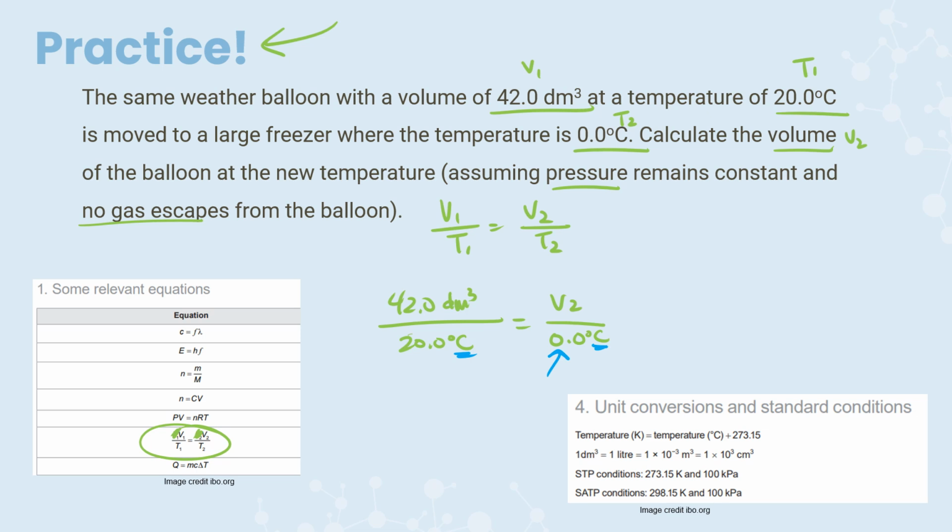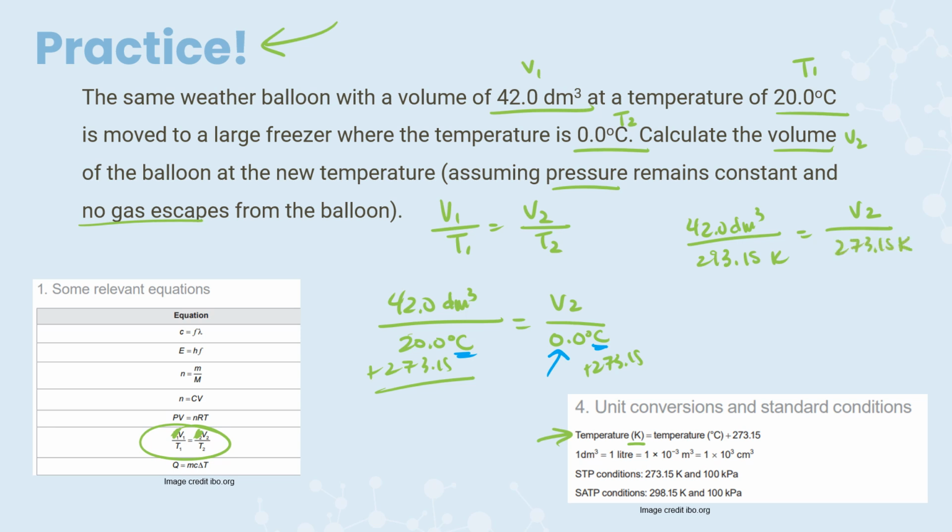Our ratios here, this proportion is all about absolute temperature, not Celsius temperature. So, friends, convert to Kelvin. Always, always, always in Kelvin. So, let's try one more time. 42 cubic decimeters over 20 plus 273.15. It's going to give us 293.15 Kelvin. We're going to set that equal to our V2 divided by T2, which is 0 degrees Celsius. 0 plus 273.15 is simply 273.15 Kelvin.